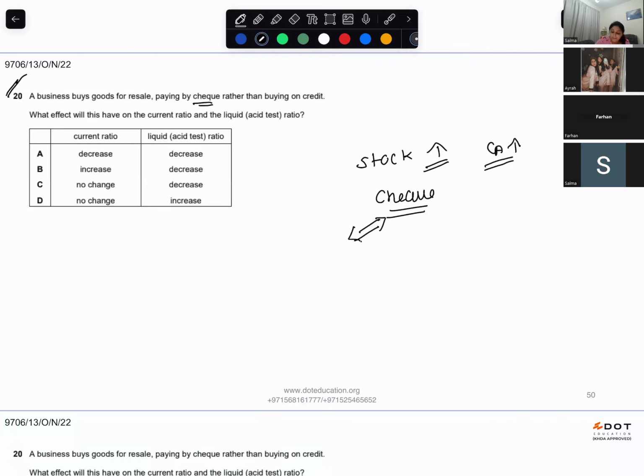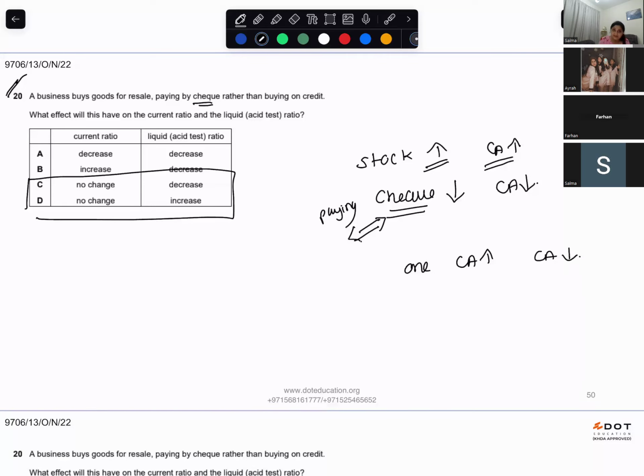And you're paying by check, so bank is decreasing. So it's going to be B. One current asset is increasing and one current asset is decreasing. That means there is going to be no change in your current ratio.